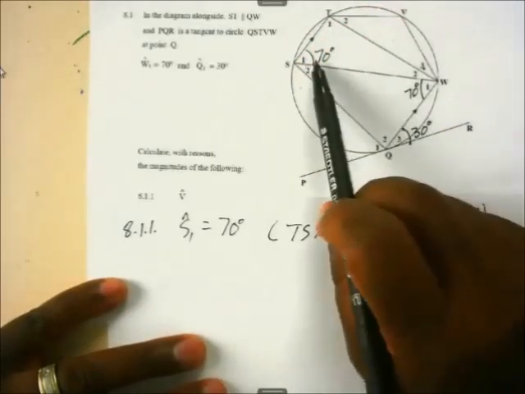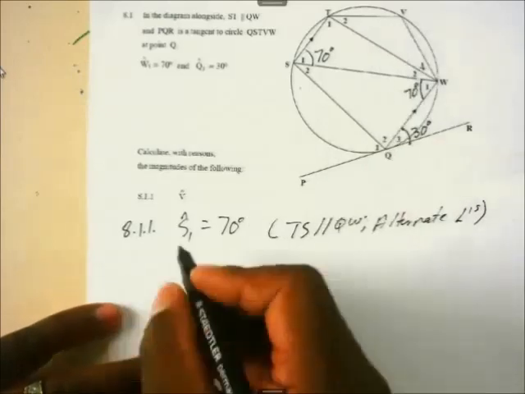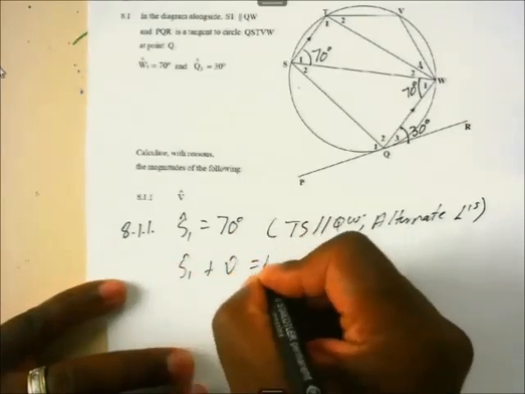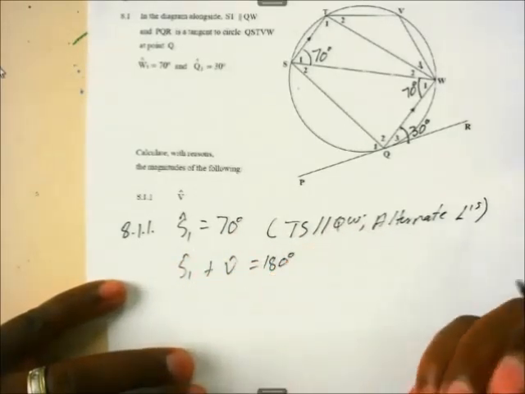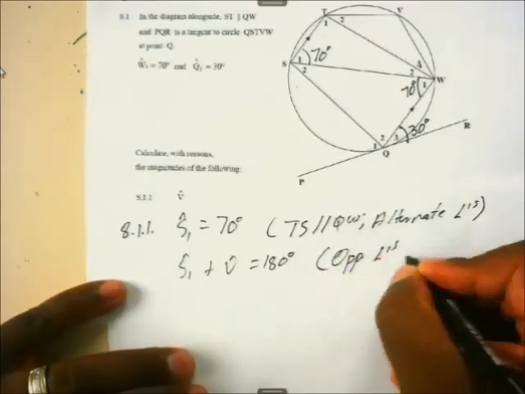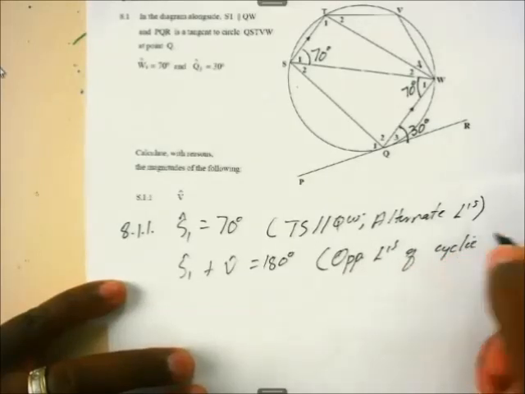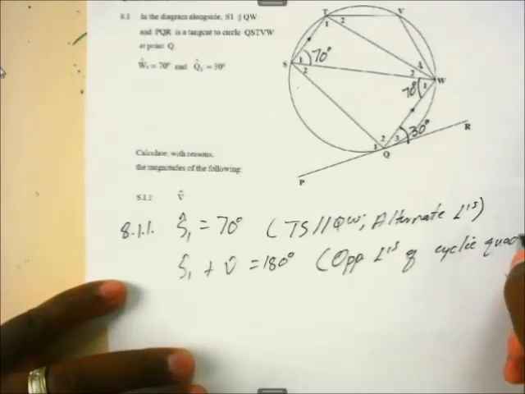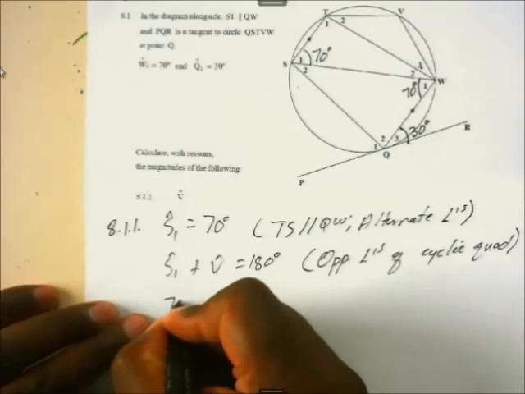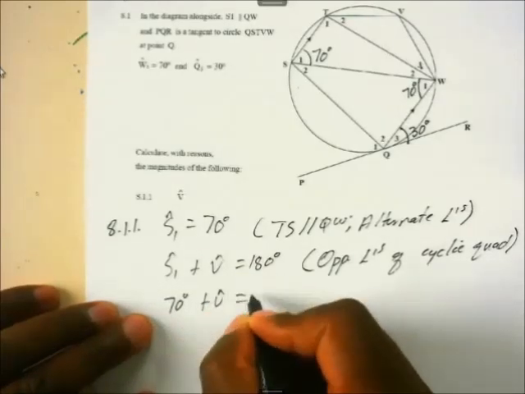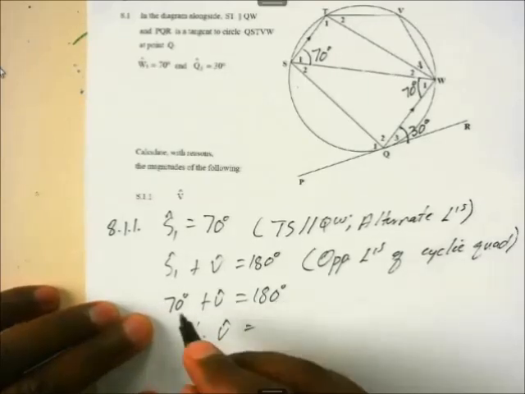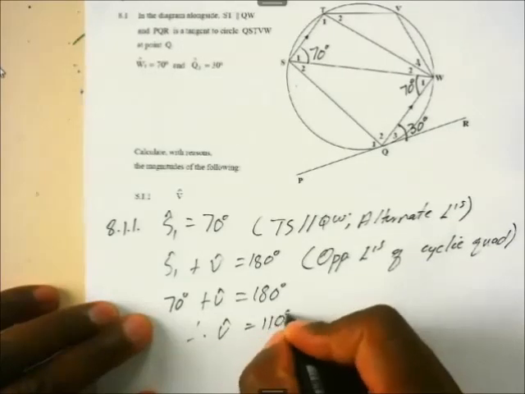Now we can relate S1 to V by saying angle S1 plus angle V gives us 180 degrees. Let's provide the reason for that statement: these are the opposite angles of a cyclic quad. Let's substitute. S1 is 70 degrees plus angle V equals 180 degrees. Therefore, angle V will be equal to 180 degrees minus 70, which gives us 110 degrees.